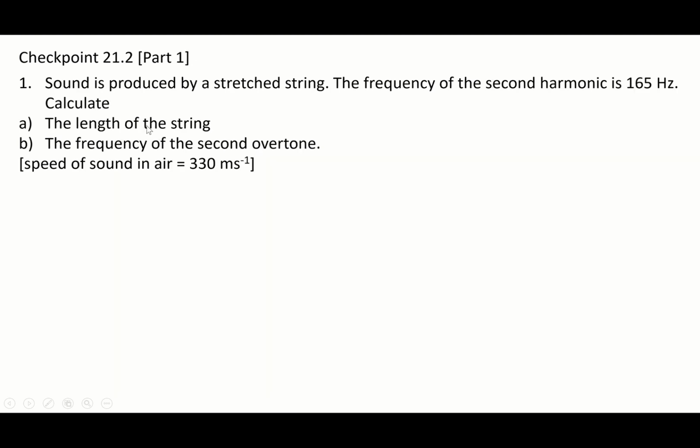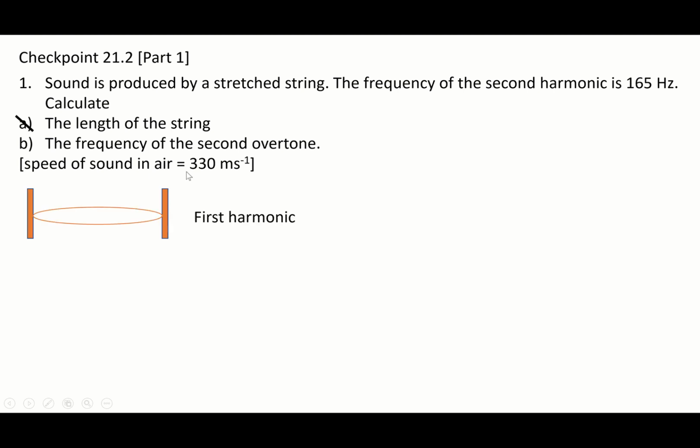Okay, next we are going to discuss question 2. Sound is produced by a stretched string. The frequency of the second harmonic is 165 Hz. Calculate the length of the string and the frequency of the second overtone. The speed of sound in the air is 330 meter per second.